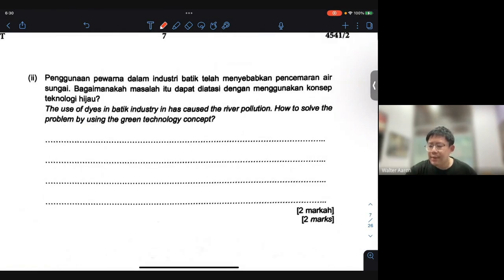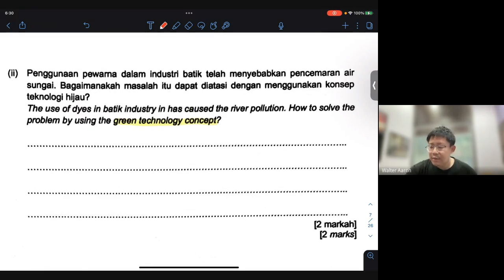And the use of dyes in the batik industry has caused river pollution. How do we solve the problem? By using green technology. So when they say use green technology, right, you have to apply what you have learned before inside that particular subtopic. Okay, so we'll say that these dyes, right, which are the coloring material, can be separated using the electrocoagulation process. That's the easiest one, okay?